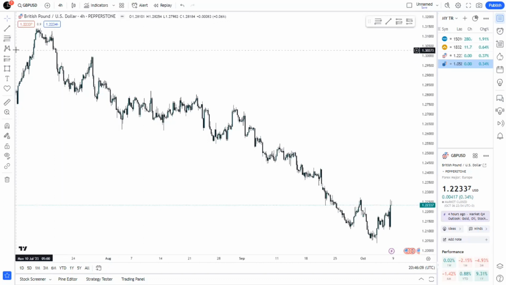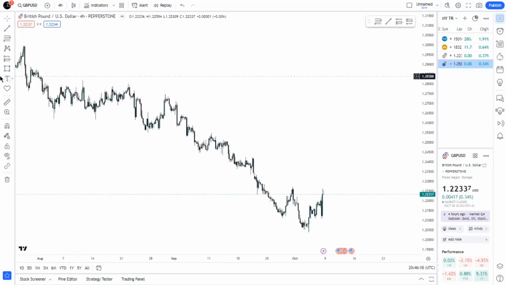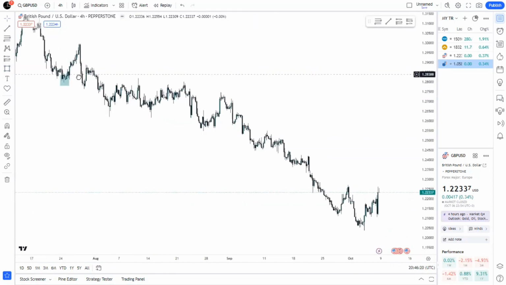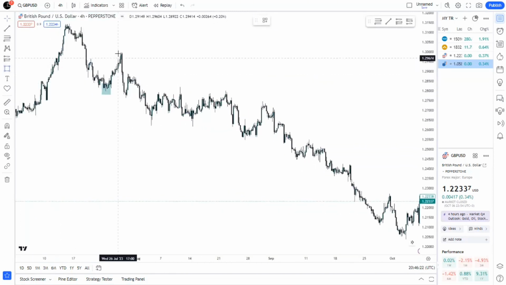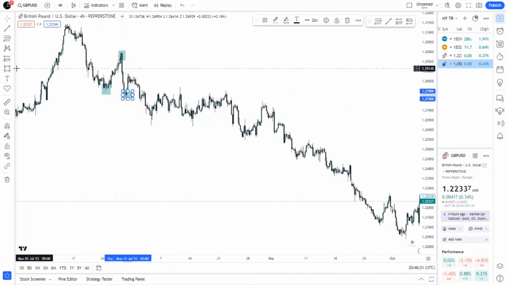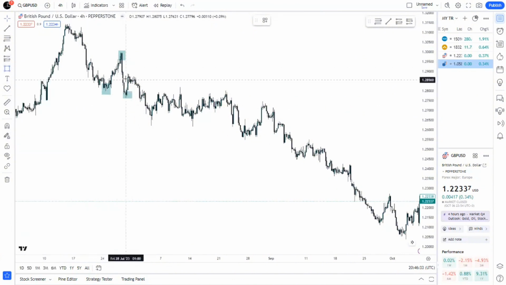So now from here, we have this to be our lower low. We have that to be our lower low. Now we have this to be our lower high. Now we have this over here to be our lower low. We have this over here to be what? Our lower high.